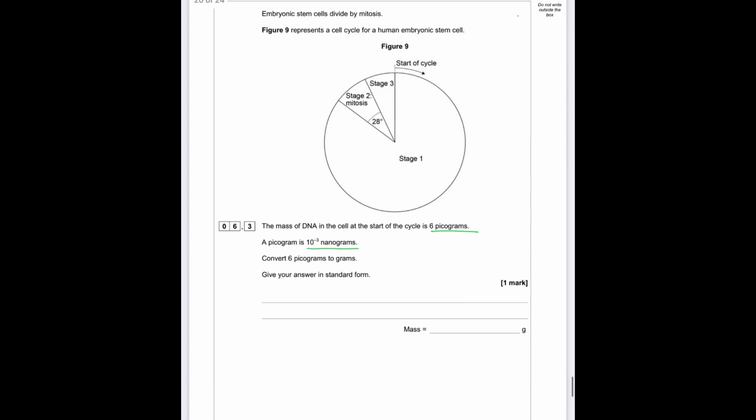So therefore, if we use this information, 1 nanogram is 1 times 10 to the minus 9. Therefore, if a picogram is 1,000 times smaller, 10 to the minus 3 times smaller, then that means 1 picogram would be 1 times 10 to the minus 12. So if we're converting 6 picograms to grams, that would be 6 times 10 to the minus 12 grams.